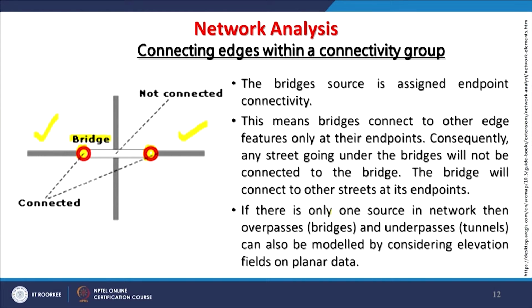If there is only one source in the network, then overpasses like bridges, underpasses and tunnels can also be modeled by considering elevation fields on planar data. That means, if there is a change in elevation, because with underpasses and overpasses one line is going over another line, the depth information also has to be stored, like in case of metros, overpasses, tunnels and everything. So, that much information will be required to be stored.